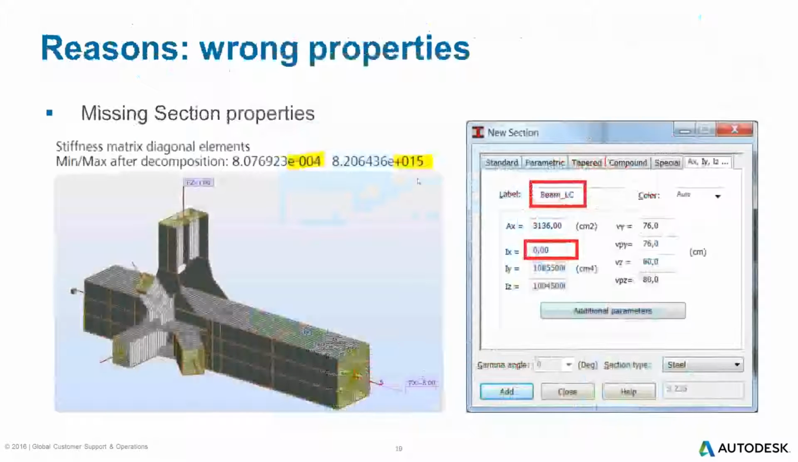The instability can also be caused by missing properties of a bar section. In the situation as on this slide, in order to calculate the model, Robot assumes a default value of Ix being much smaller than Iy and Iz, which results in the big difference of elements of the stiffness matrix.